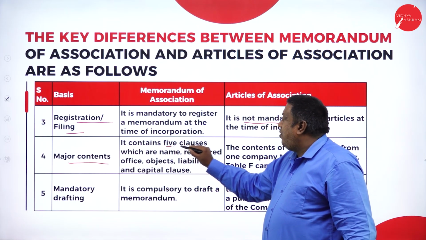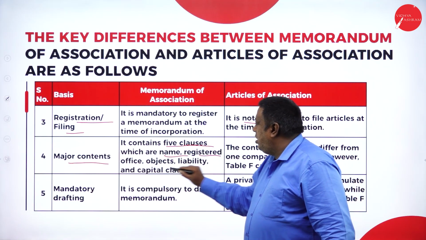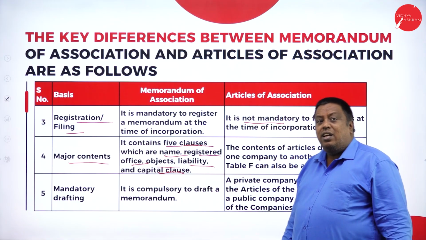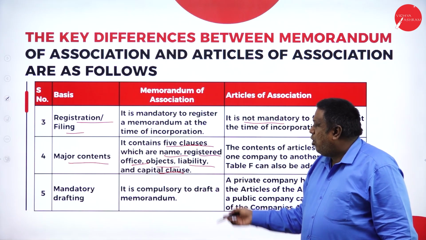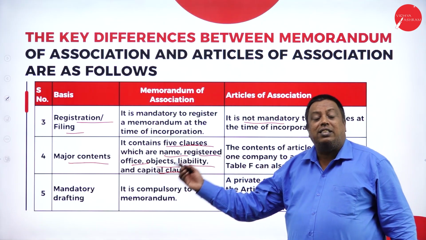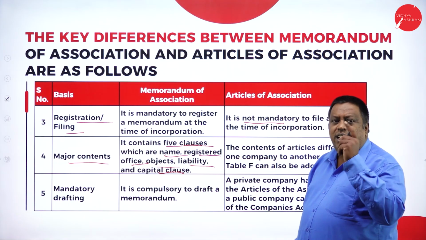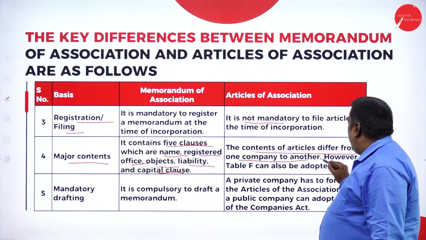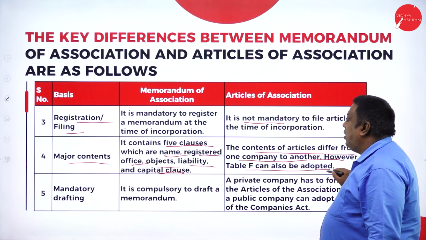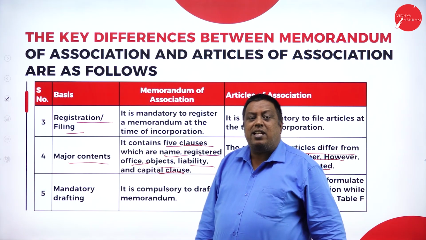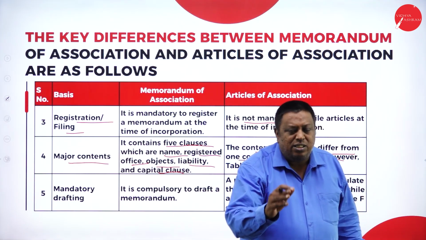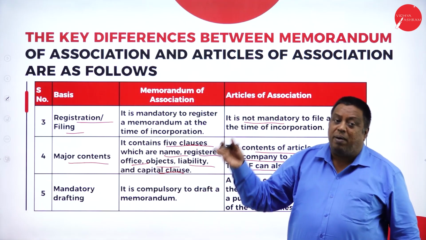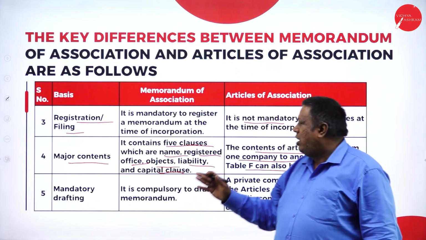It contains 5 clauses: name, registered office, object, liability, and capital clause. So they are saying that there is the name clause, registered office clause, object clause, liability clause, and capital clause. These are the major 5 contents we have in MOA. But in the AOA, it differs from company to company. However, table F can also be adopted. It means AOA depends on the line of the business or the structure of the business. So AOA cannot be the same for all organizations, but MOA will be the same for all organizations.